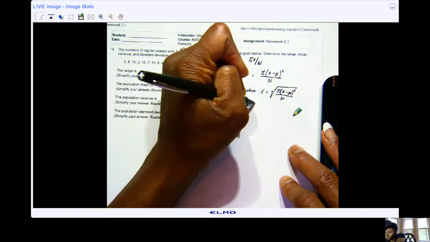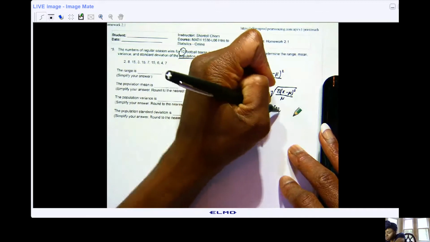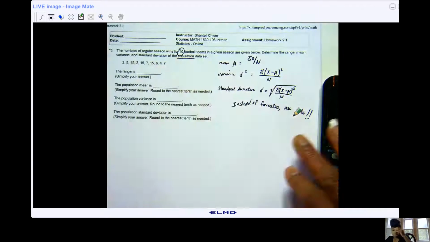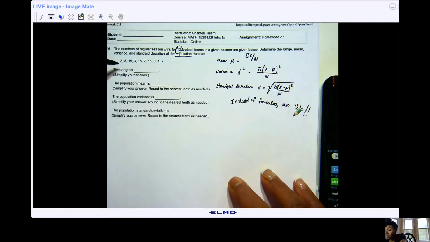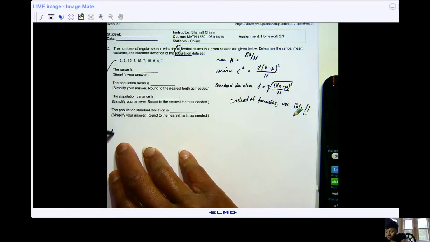Instead of formulas, use the calculator. Okay, so what we're going to do is put our data values into a list.